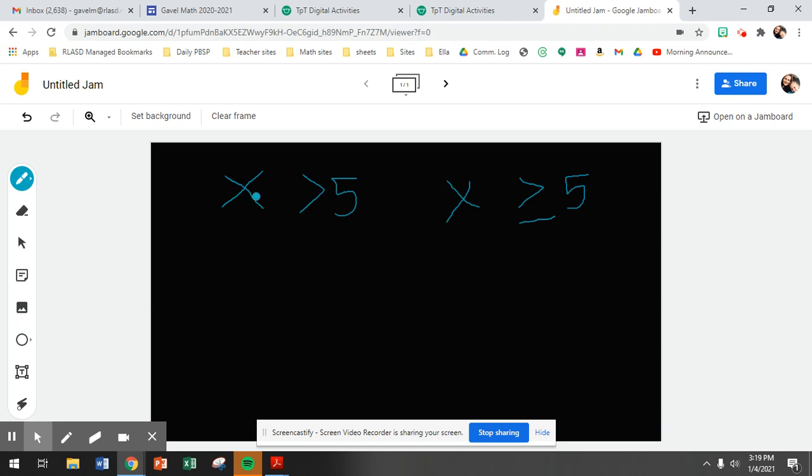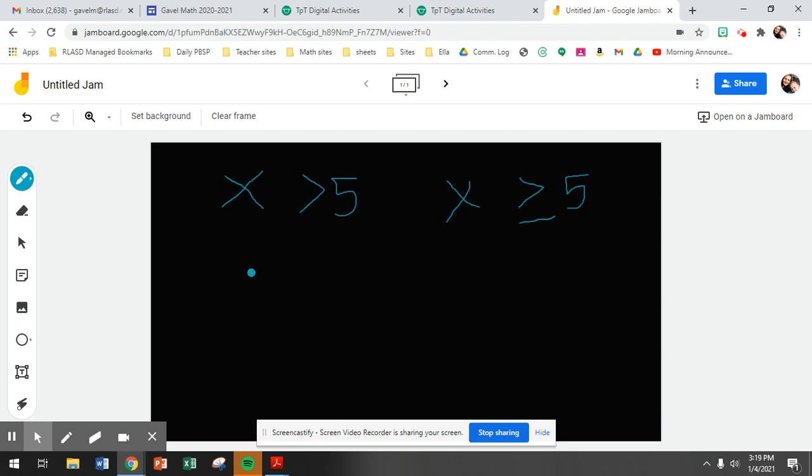Over here, x cannot be 5 because it has to be larger. So it could be 5.5 or 6 or 7 or 100 or any number that's larger.